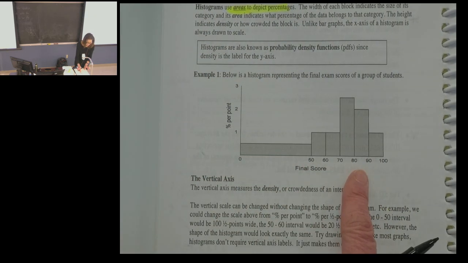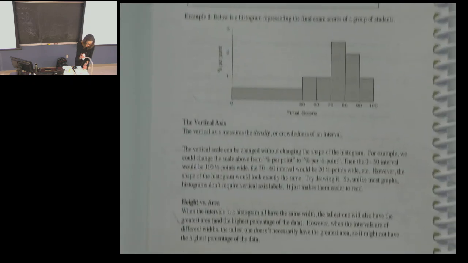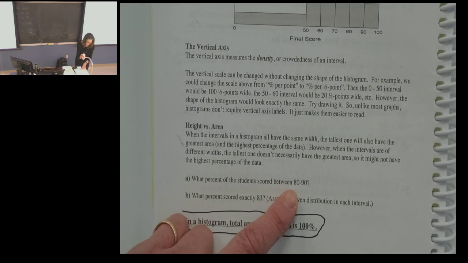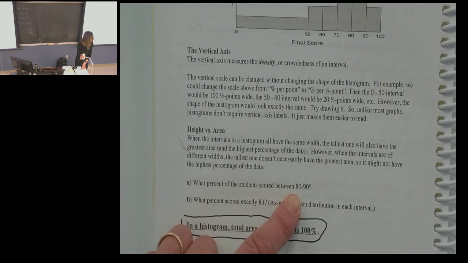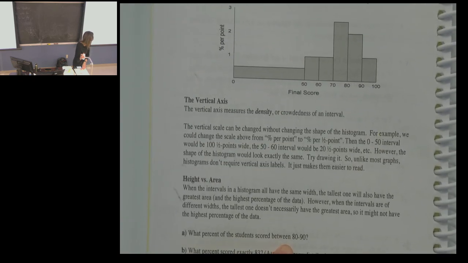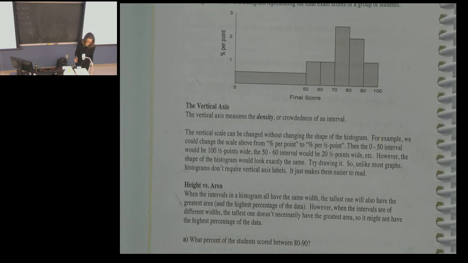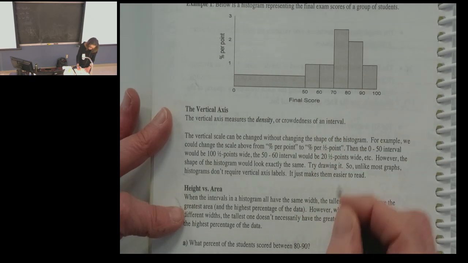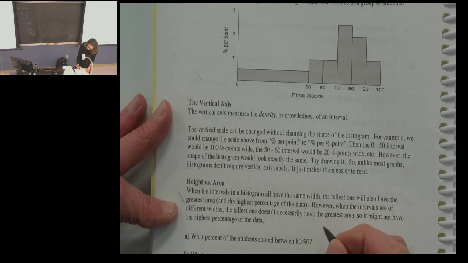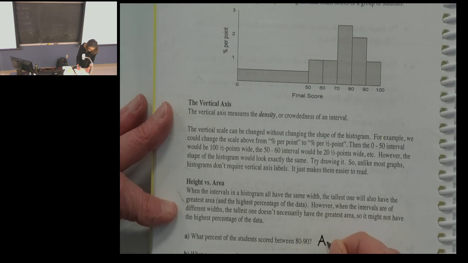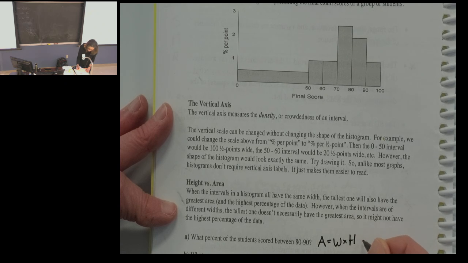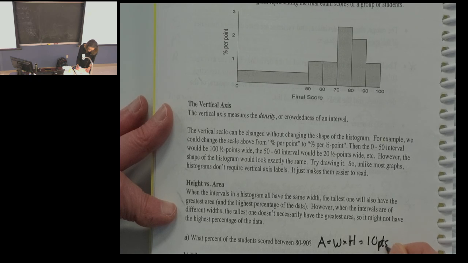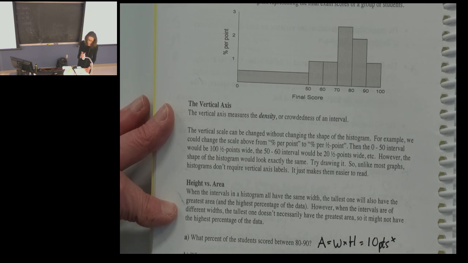Let's figure out the percents here. What percent of the students scored between 80 and 90? How would you know that? Well, that's an interval 10 wide, that's 10 points. And what we want is just the area of that rectangle. So that's width times height. In this case, the width is 10 points, times, well, we have to get the height.